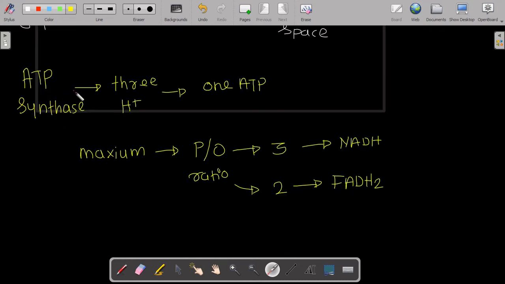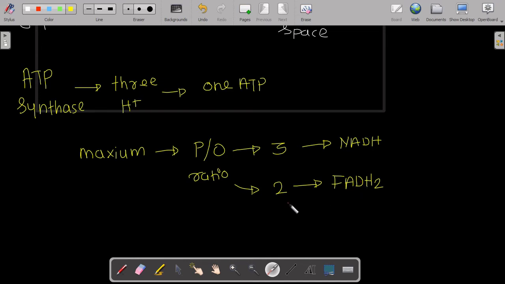Now ATP synthase requires 3 protons for synthesizing 1 ATP. So the maximum PO ratio is 3 in case of NADH, and the maximum PO ratio is 2 in case of FADH2. In case of NADH, 3 ATP molecules are generated per oxygen, that's why it is 3. And in case of FADH2, which results in the translocation of only 6 protons, 2 ATP molecules are produced per oxygen consumed. So that is the reason why the PO ratio of NADH is 3 and the PO ratio of FADH2 is 2.